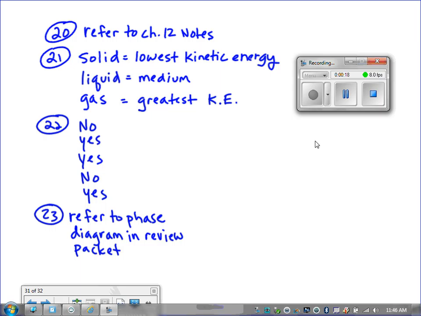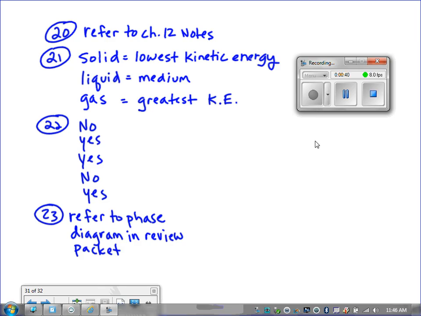For number 21, solid is our lowest kinetic energy, liquids are in between, medium I guess you would say, and then gas has the greatest kinetic energy. 22, those are the answers to those questions. Let me know if you have questions.